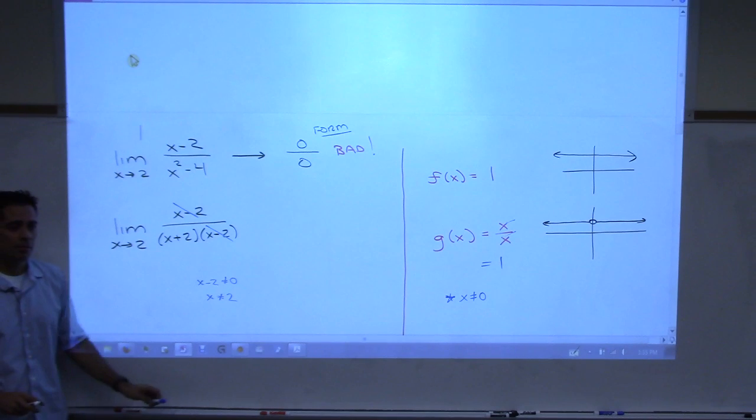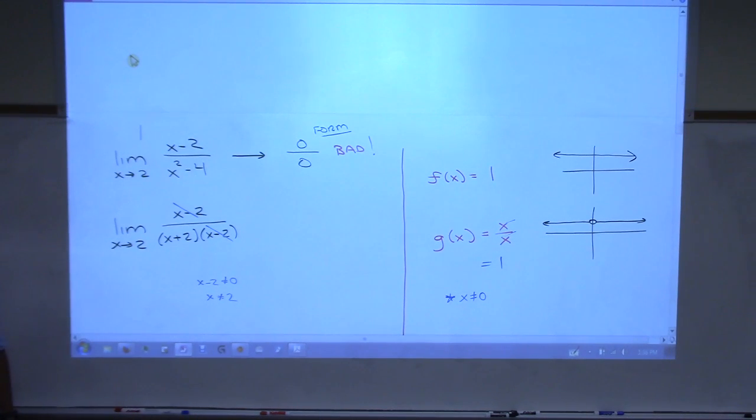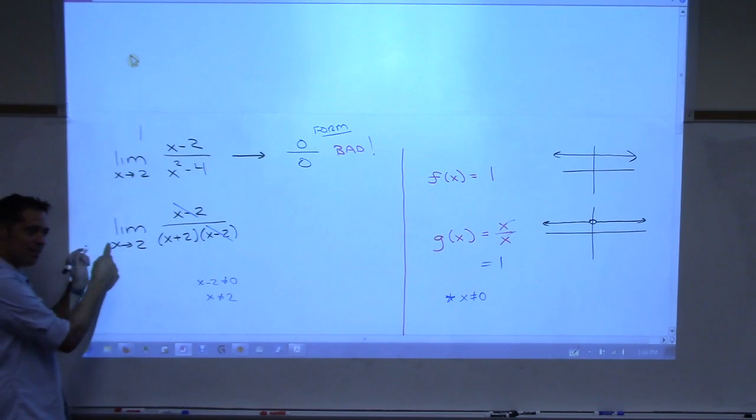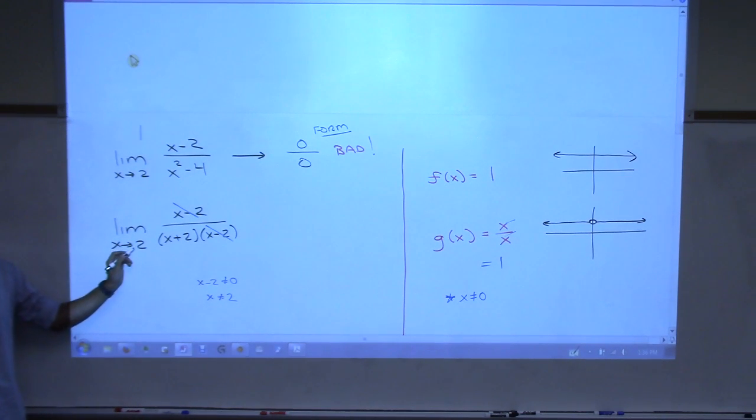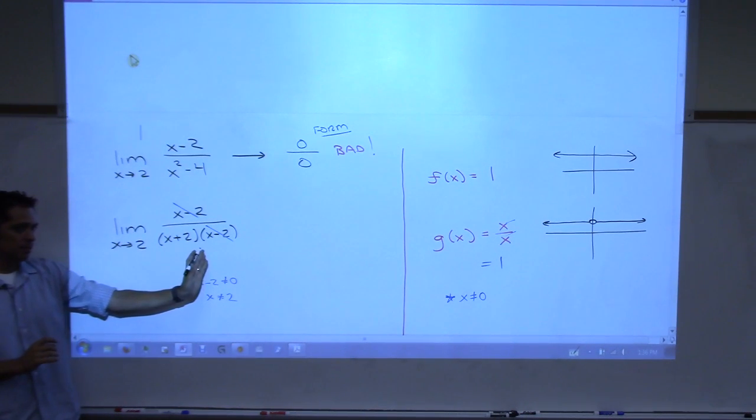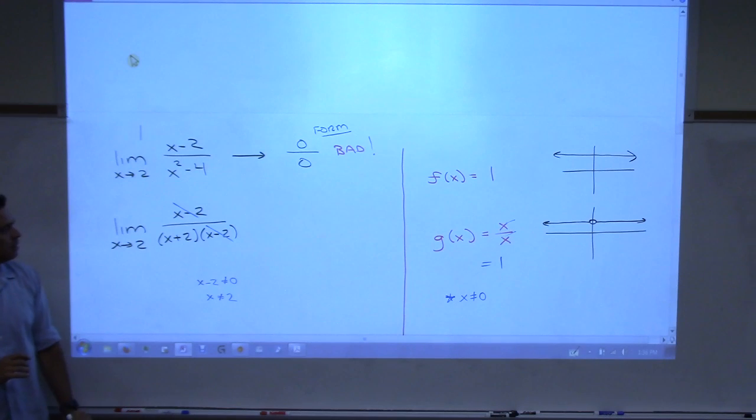How can you promise me that? It's going to get close to 2, right? This limit is the thing that allows us to do this. We're saying we're going to let x get close to 2 without actually ever being 2. And that's critical that we have this out here, because it allows us to do that. Understand? So with that in mind, now we can proceed.